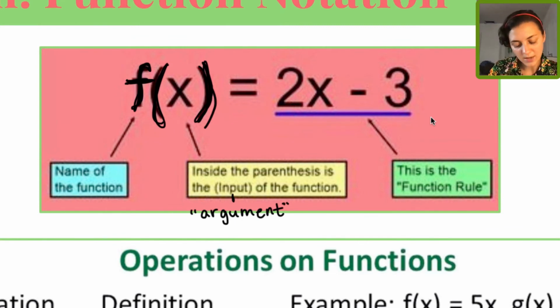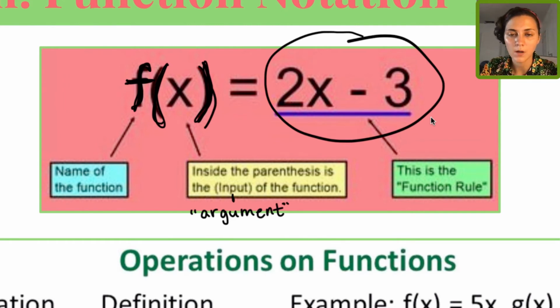And then on the other side of the equal sign is whatever the function rule is. In this case, the function rule is to take the input, multiply it by 2, and subtract 3. That would be the function rule here. So those are the 3 parts of function notation. Function notation is really nice because instead of x, you can change it to whatever input you want. And that just makes directions way more easy and straightforward.